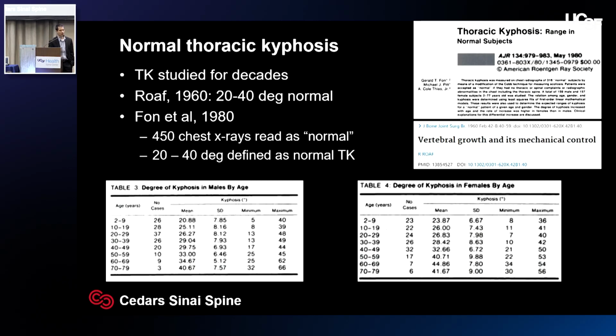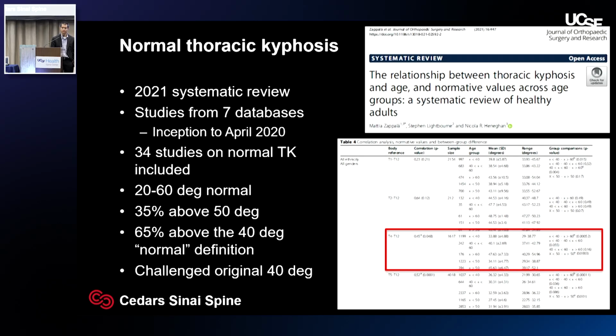There we go. All right, starting from the beginning. This has actually been studied for a long time, since the 1960s. Rofe defined normal thoracic kyphosis as 20 to 40 degrees, and that stuck around for quite a while. Then Fawn in 1980 looked at 450 chest x-rays that were normal according to a radiologist. These are not spine x-rays, they're just chest x-rays. Again, 20 to 40 degrees was defined as normal. You can see the tables there, male and female stratified. The younger patients had around 20 degrees, and the older ones had around 40.